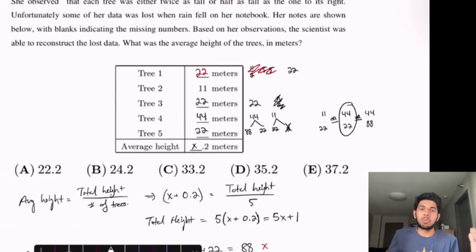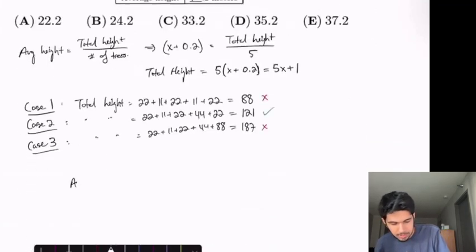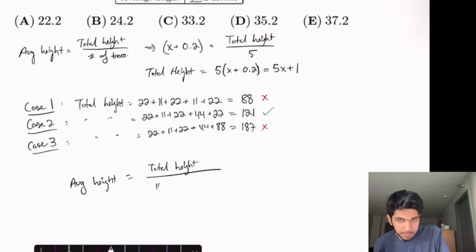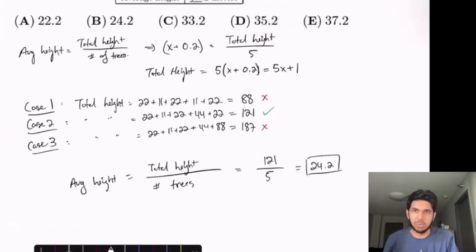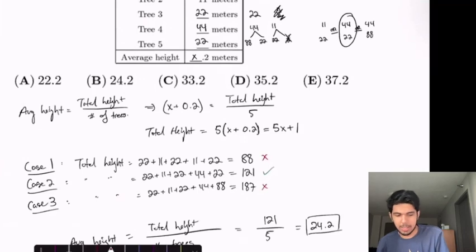Great. We're asked to find the average height. We can compute this really easily now because average height is equal to the total height divided by the number of trees. Total height, we just said, was 121, and there's 5 total trees. Divide this out, we get 24.2, which is going to be answer choice B.